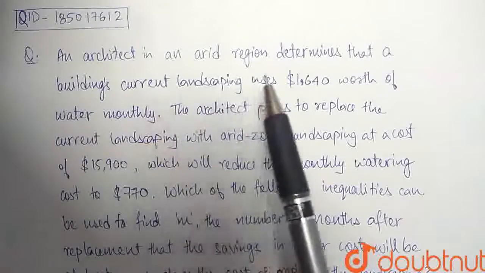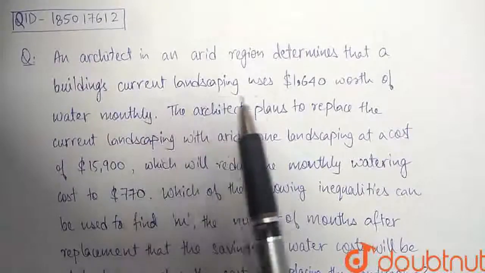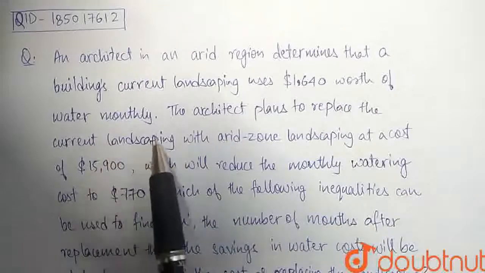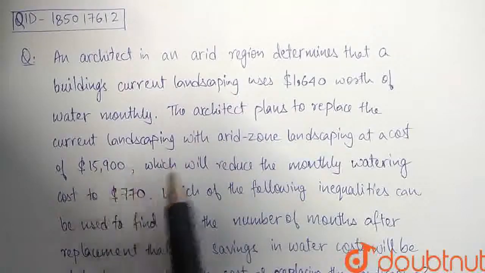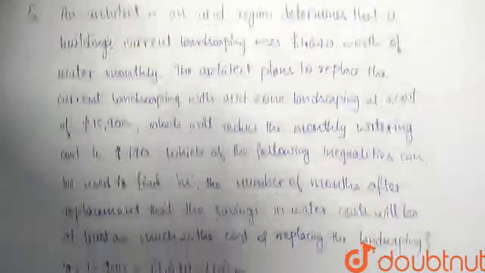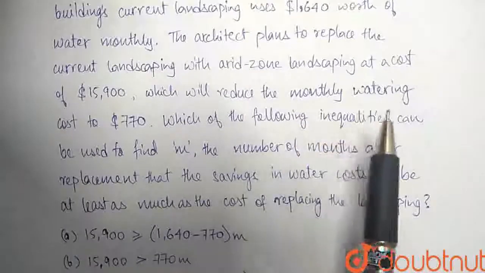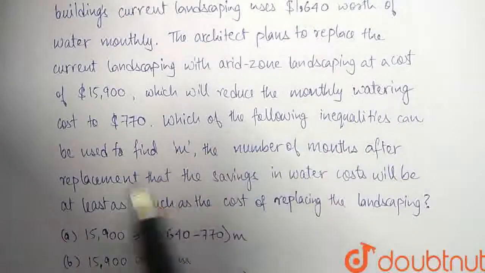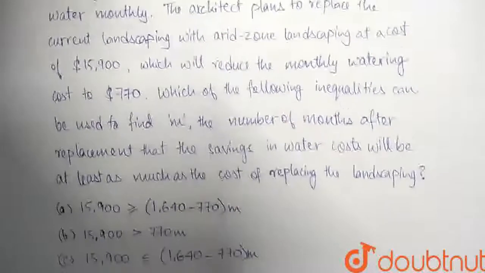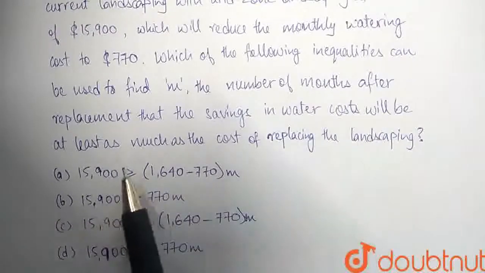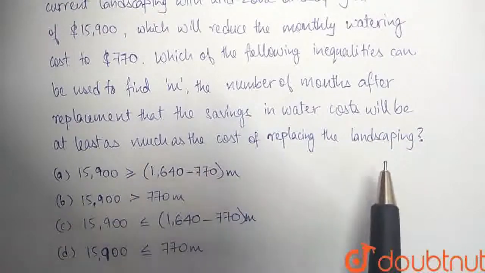The question says, an architect in an arid region determines that a building's current landscaping uses $1,640 worth of water monthly. The architect plans to replace the current landscaping with arid-zone landscaping at a cost of $15,900, which will reduce the monthly watering cost to $770. Which of the following inequalities can be used to find M, the number of months after replacement, that the savings in water costs will be at least as much as the cost of replacing the landscaping?